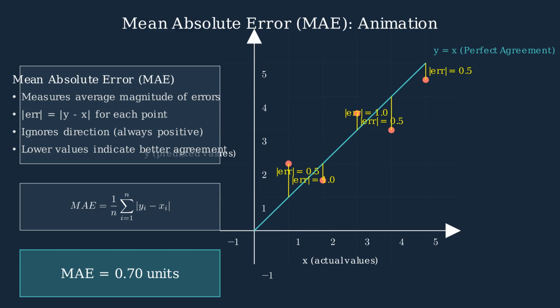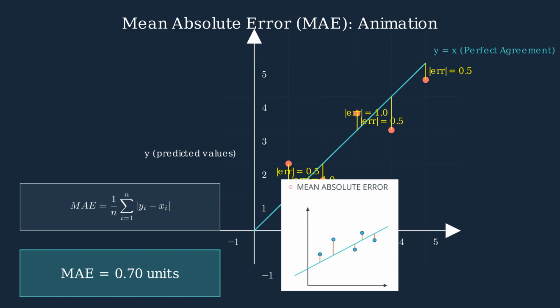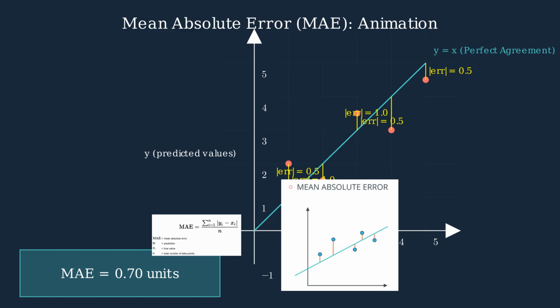For our example, the mean absolute error is approximately 0.70 units, which represents the average magnitude of error across all data points. This visualization helps us understand error magnitude across all observations. Lower MAE values indicate better agreement between measurements. The formula ensures that all errors contribute positively to the final MAE value, making it a robust metric for understanding measurement agreement.